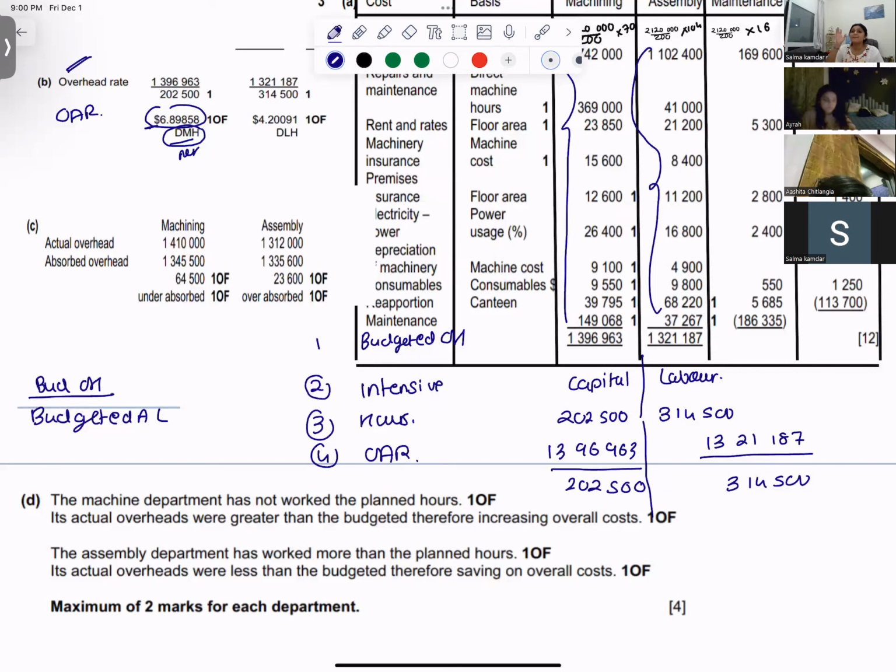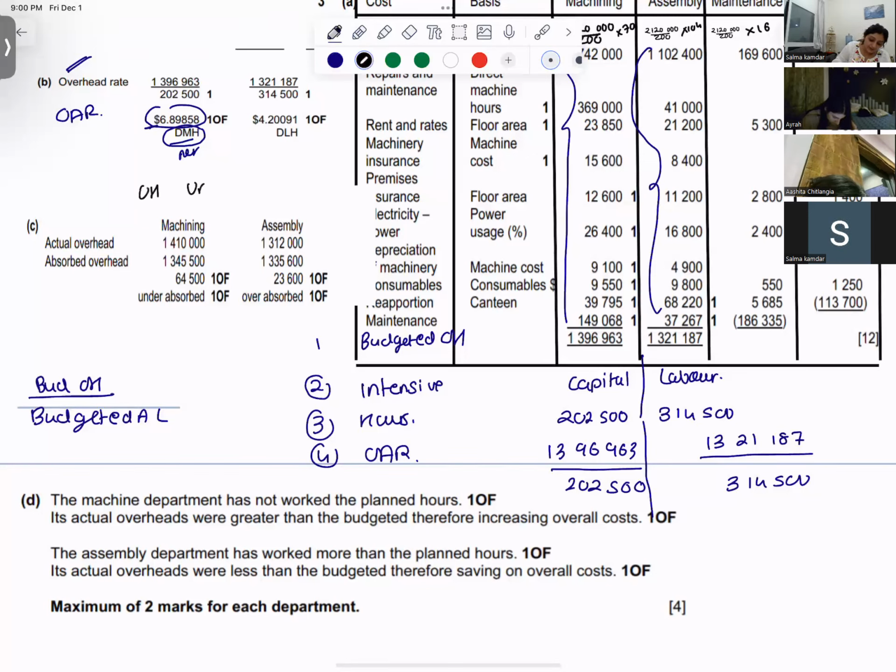Okay, this OAR is a predetermined rate. This is an estimated rate. The overheads are also estimated, and the activity, that is the number of hours, is also estimated. Are you all with me? Okay. Now after that, what do they ask you to calculate?